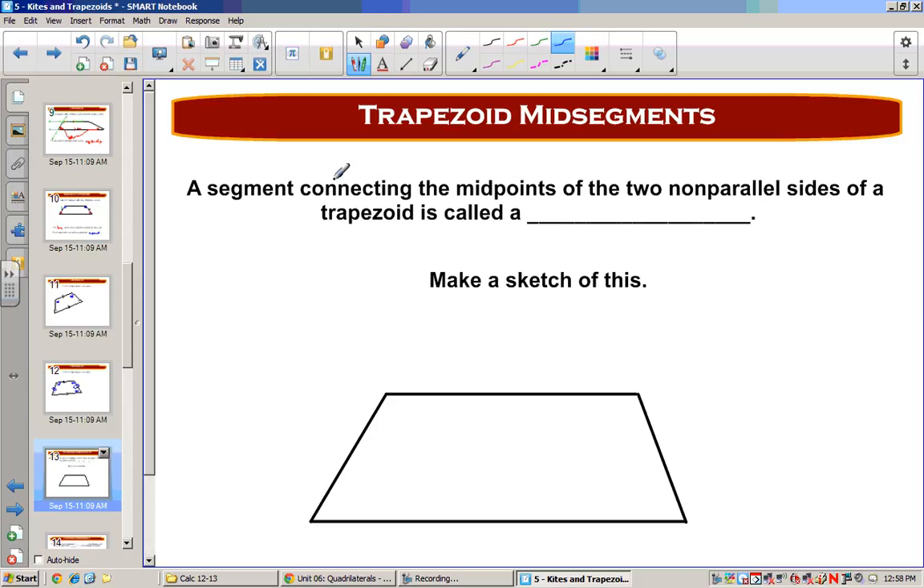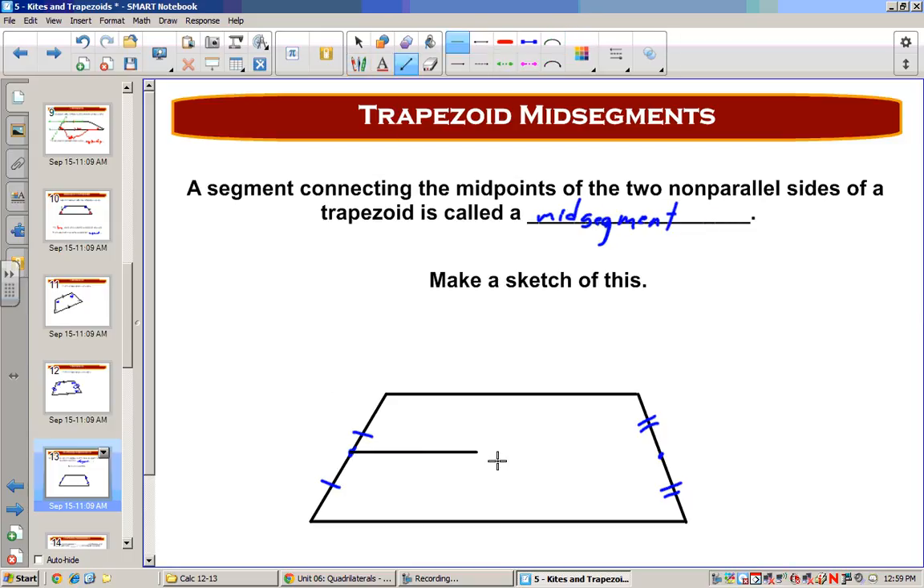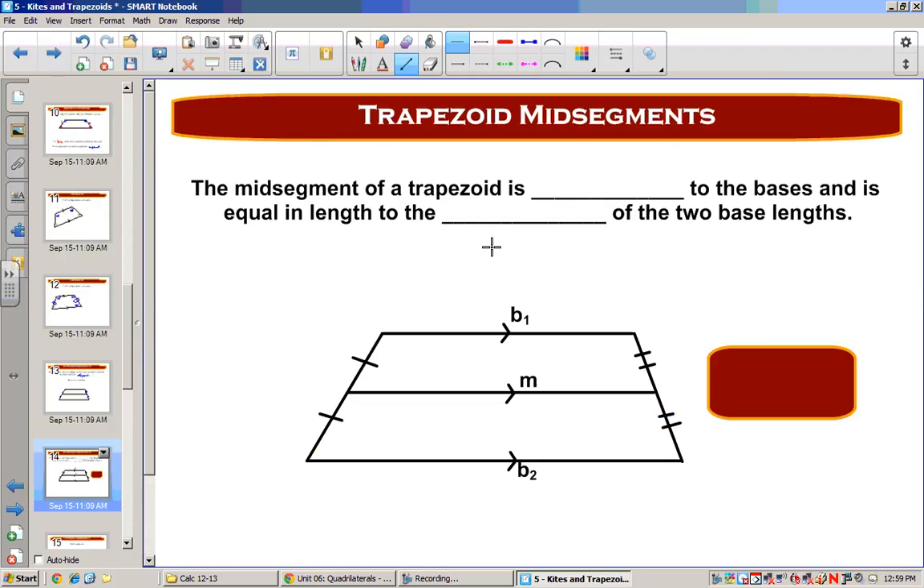The next one, a segment connecting the midpoints of the two non-parallel sides. So if I find the midpoint here and the midpoint here, that is called a midsegment. I didn't write that very well, but midsegment. And now if I connect them, there's our midsegment. Now, our midsegment, when we draw it, is always going to be parallel to the bases. And it's equal in length to the average of the two bases.